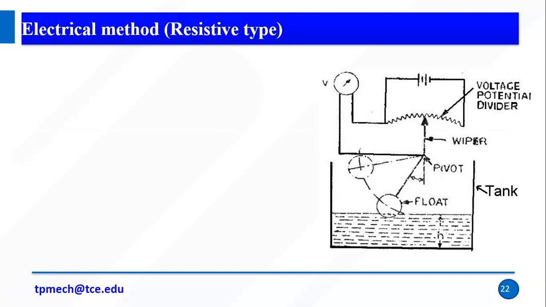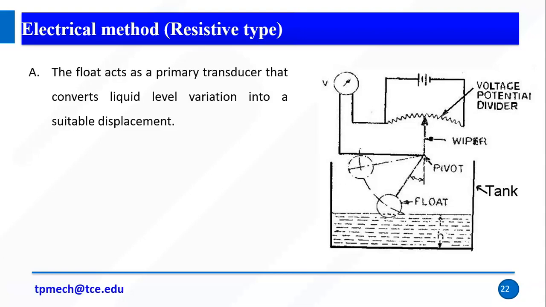The next method is the electrical method. We know that there are two types of electrical method, namely resistive type and capacitance type. This is one of the resistive type. It is similar to our float level system, the same as the float level we saw in direct measurements. This is similar to the float level method.